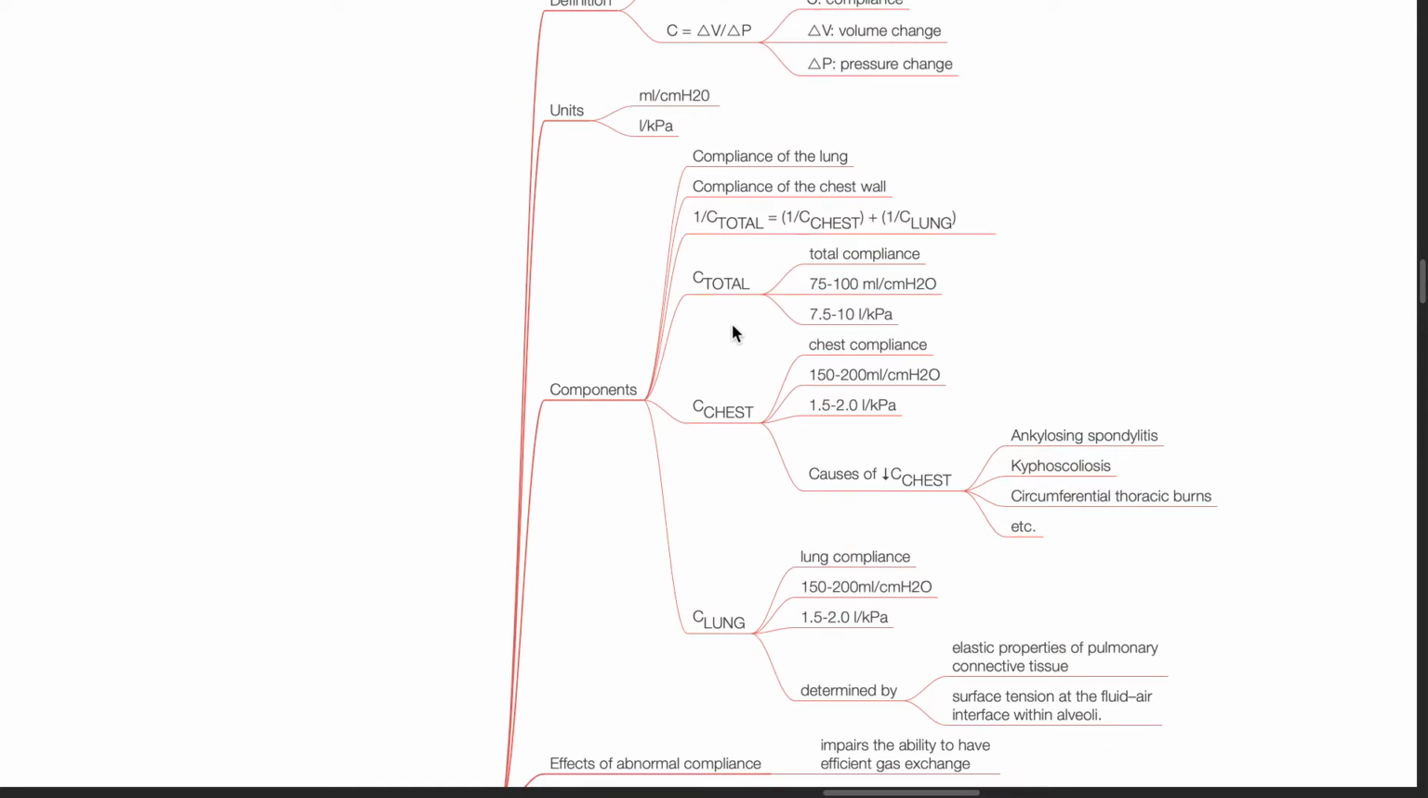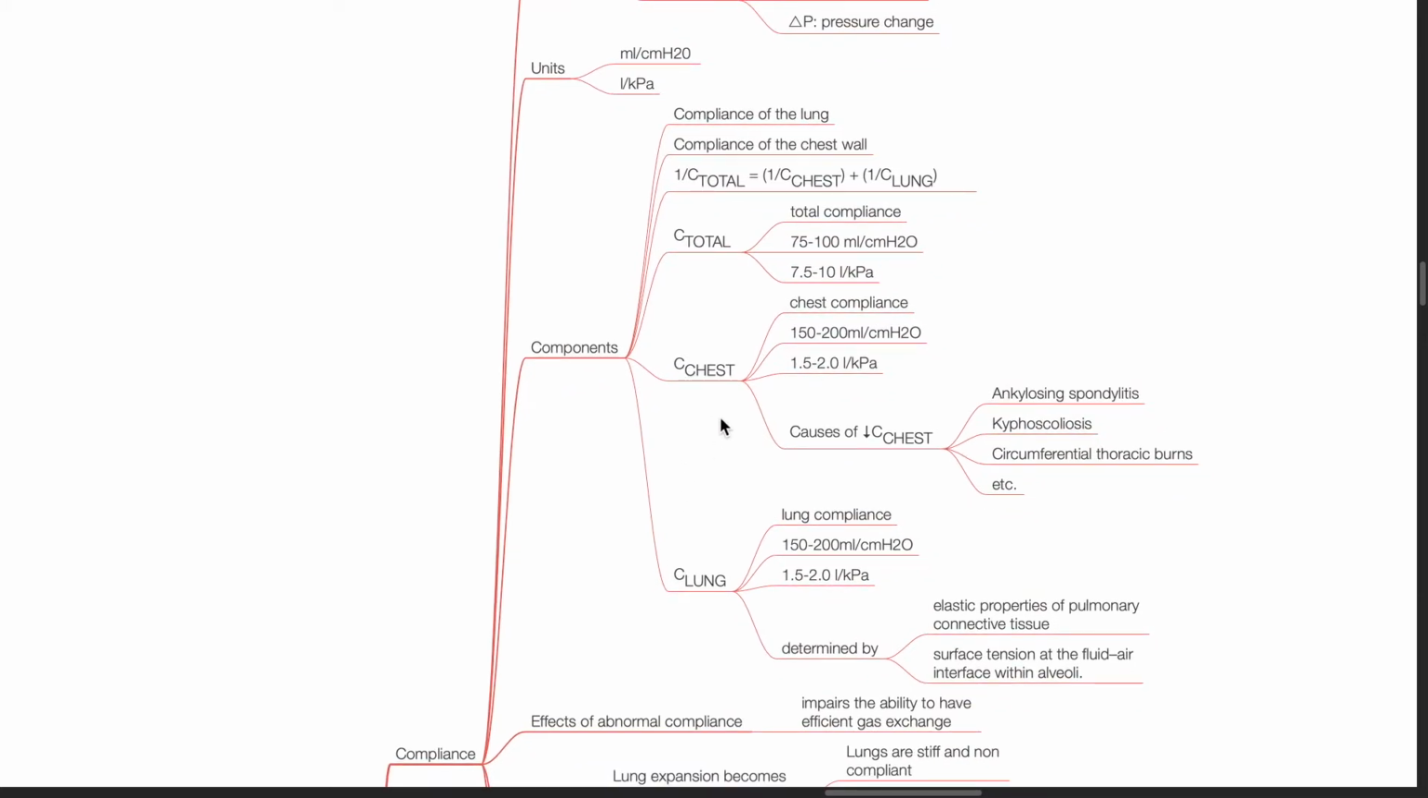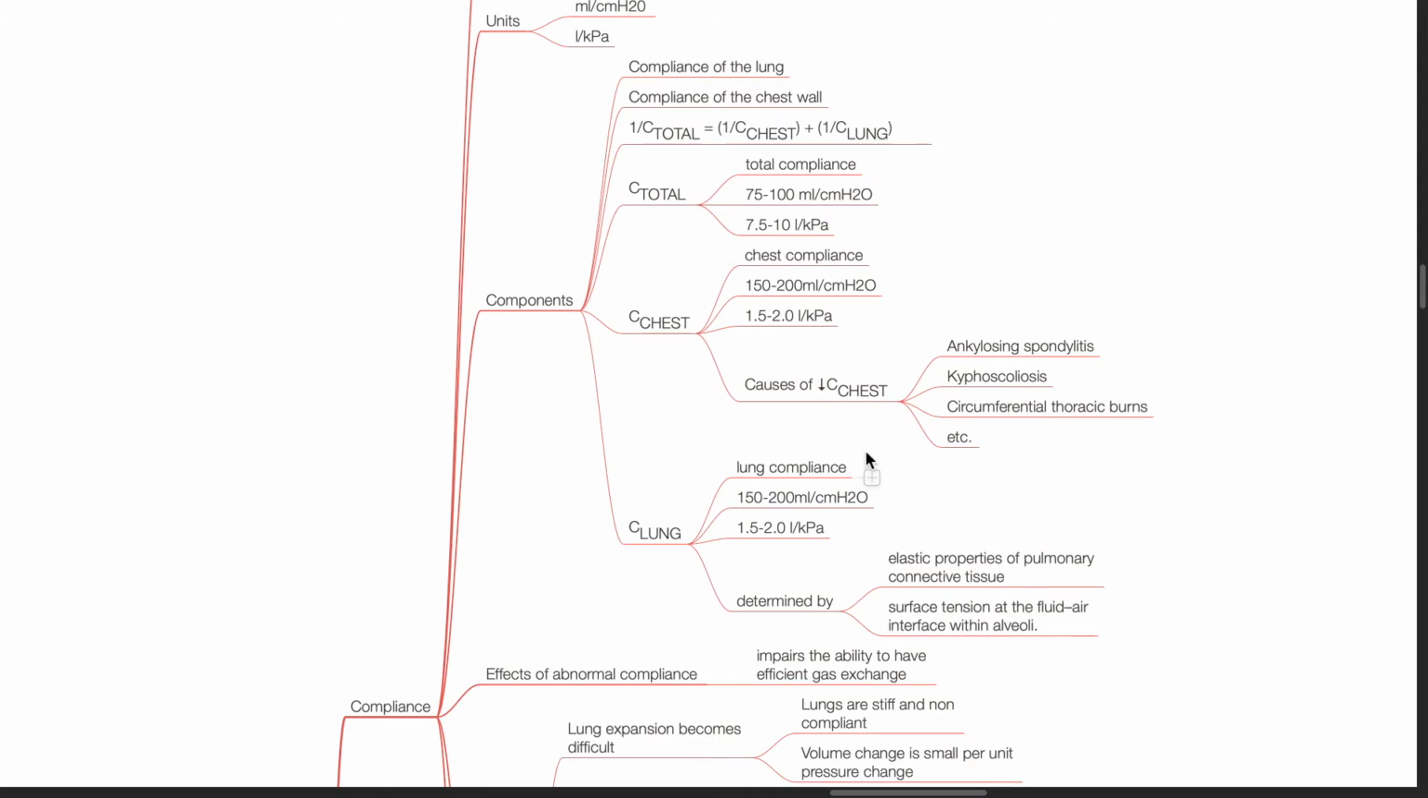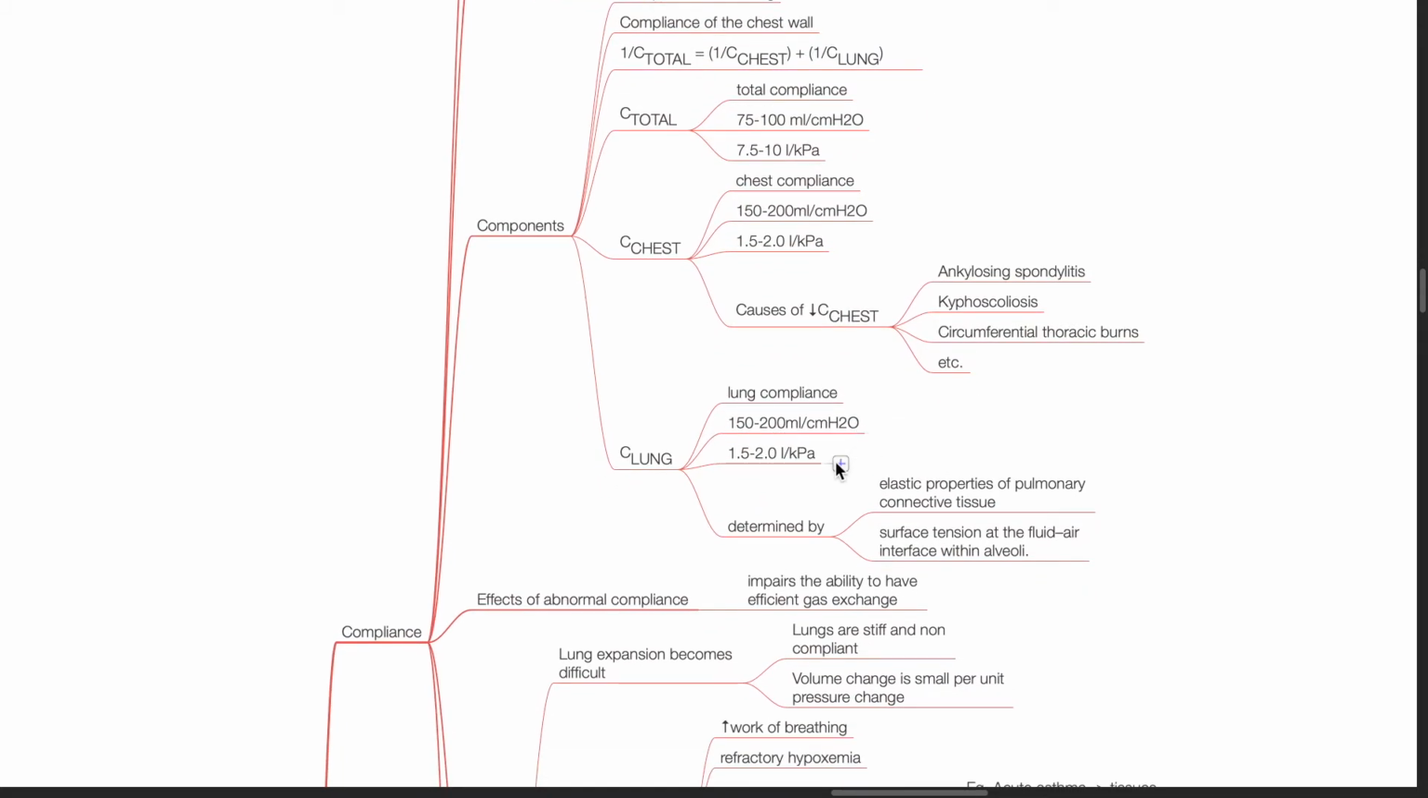C total is normally 75 to 100 mL per cm H2O. C chest is normally 150 to 200 mL per cm H2O. Causes of reduced compliance of the chest wall include ankylosing spondylitis, kyphoscoliosis, circumferential thoracic burns, etc. Compliance of the lung is normally 150 to 200 mL per cm H2O and is determined by the elastic properties of pulmonary connective tissue and the surface tension at the fluid-air interface within the alveoli.